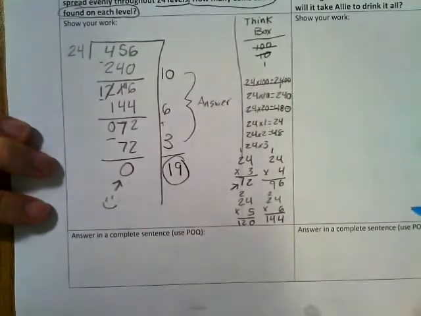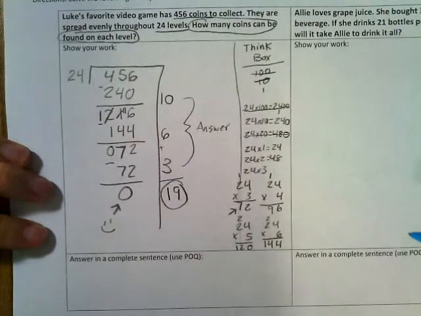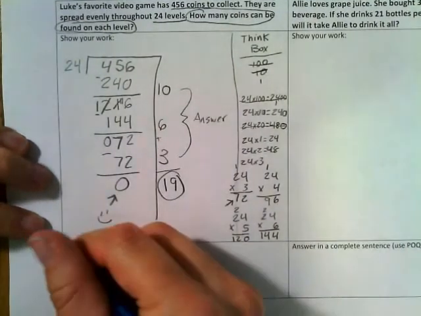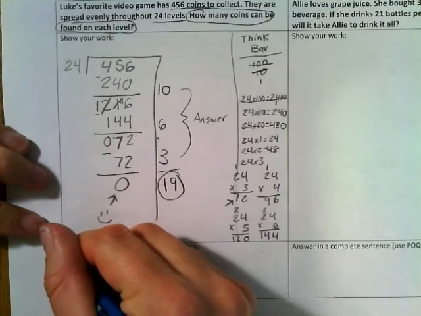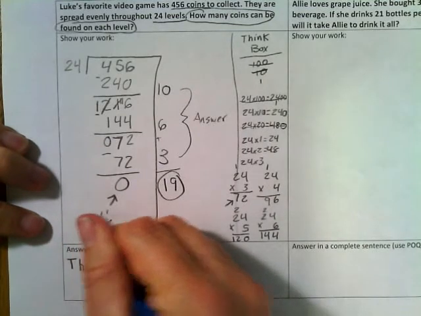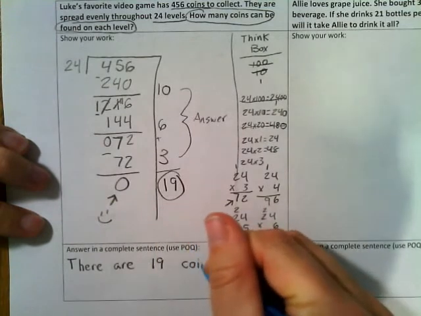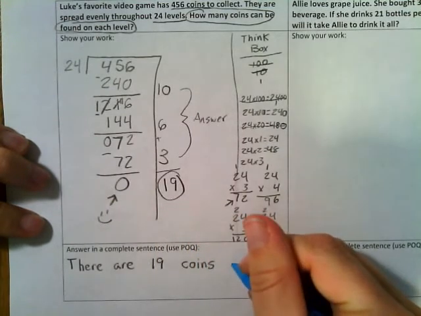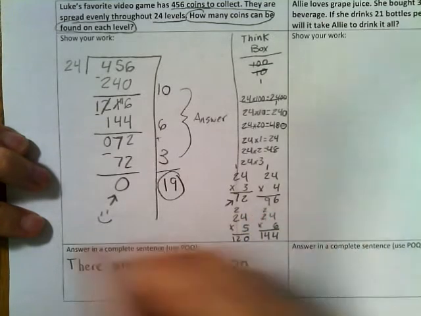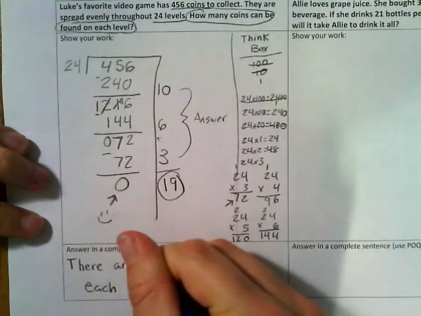Let's go down here. Answer in a complete sentence. Use POQ. So let's go back up and look at our question. How many coins can be found on each level? I'm going to say there are 19 coins on each level.